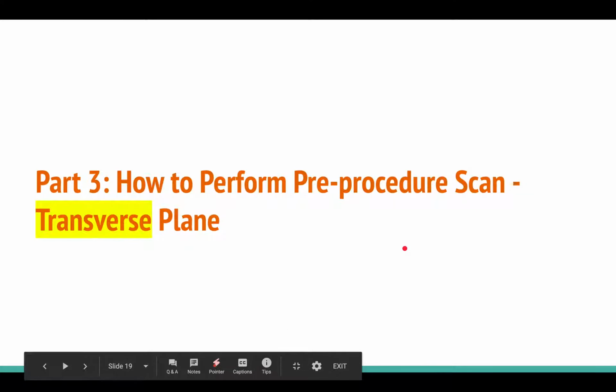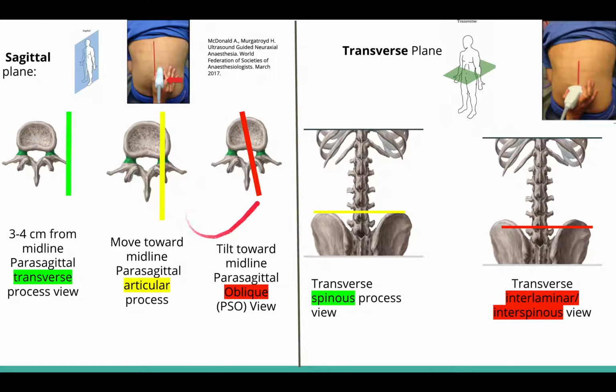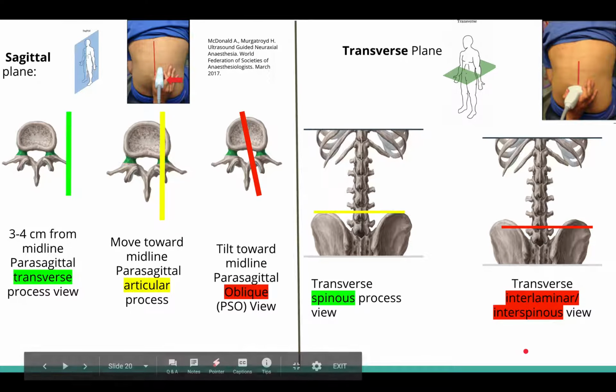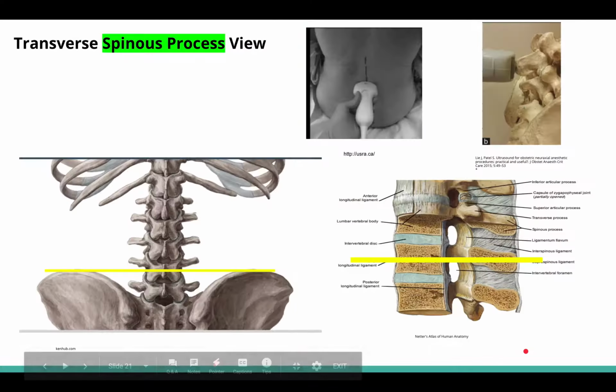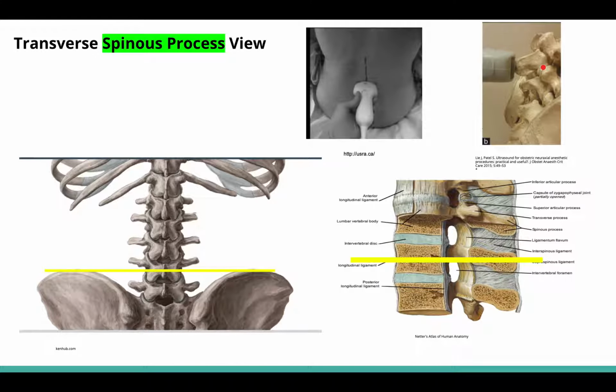So now we're going to talk about scanning in a transverse plane. There will be two views in a transverse plane, and again, the ones in the red color are the two most important views that you want to focus on. So, transverse spinous process view.